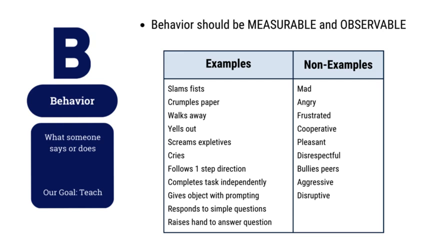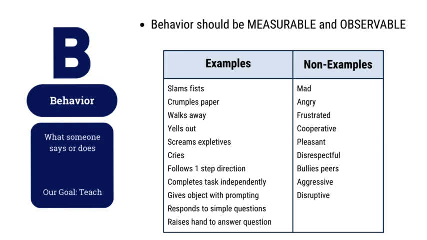So, let's give some examples. Some great examples are thinking about what they're actually doing, what they're actually saying. Are they crumpling their paper? Are they throwing a book? Are they crying or yelling expletives? Are they hitting a peer? Those are all examples of things that would be negative behaviors. There's also positive behaviors, raising your hand before answering a question in class, completing one step or two step directions, requesting items when they are wanted.